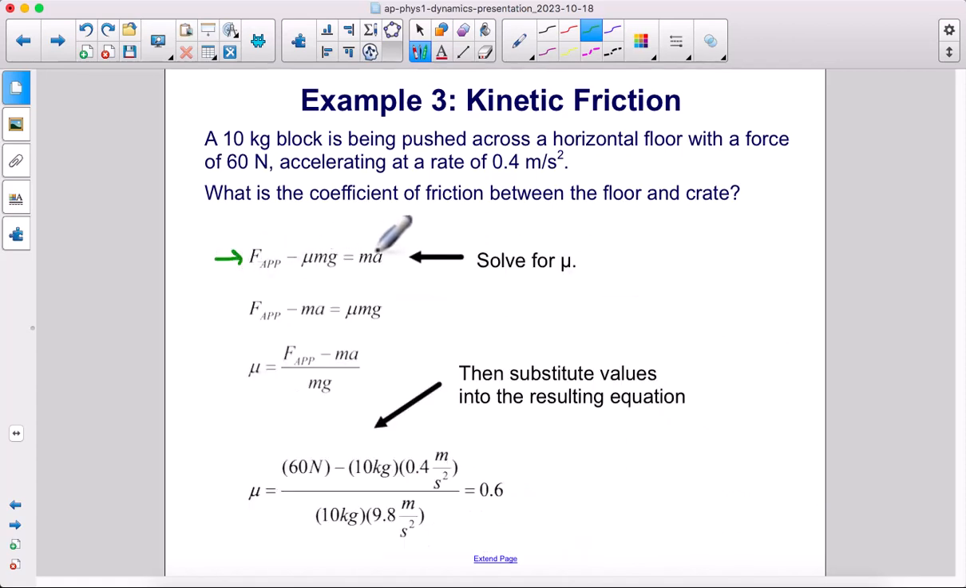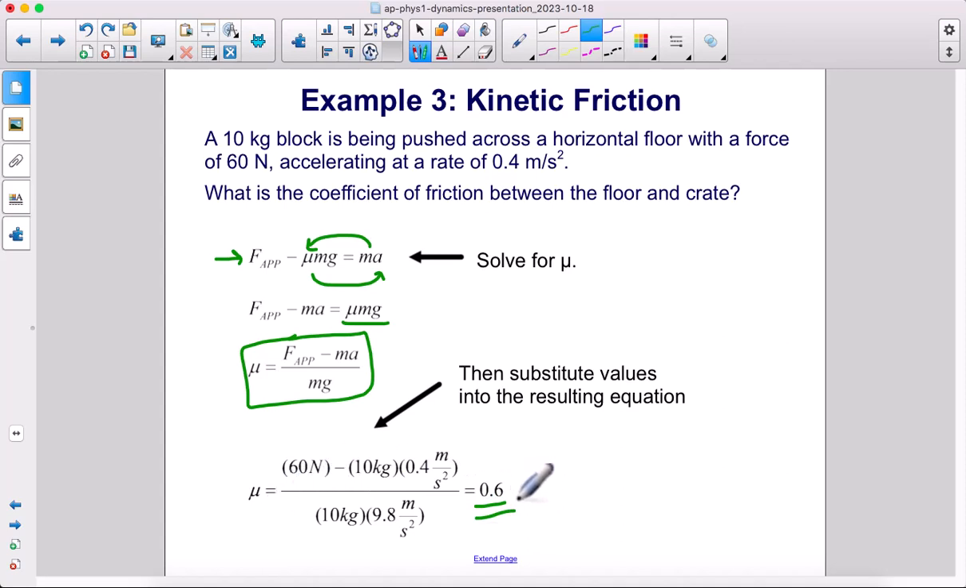Then we're going to solve this algebraically for mu. First we can take that term, put it on that side. We'll take that term, put it on that side. We'll divide both sides by mg, and we get this expression here. Then we can plug our numbers in, and we get 0.6 for mu.